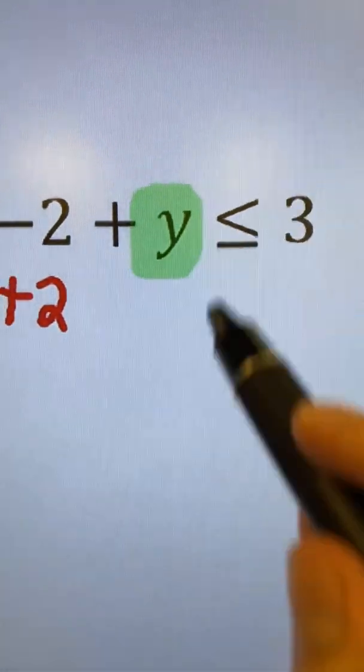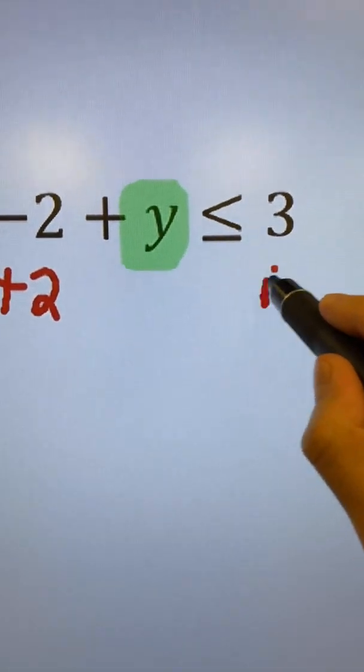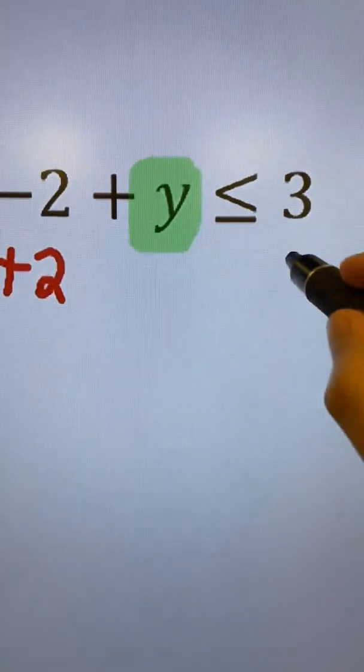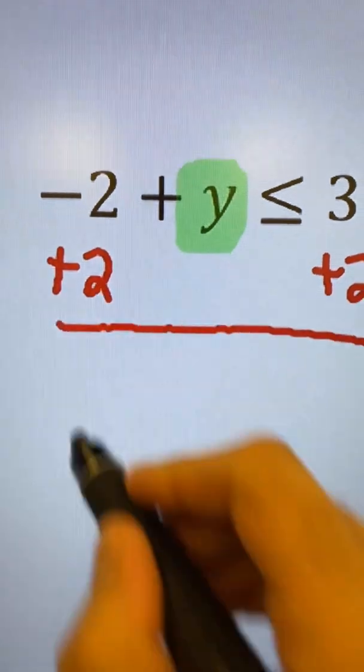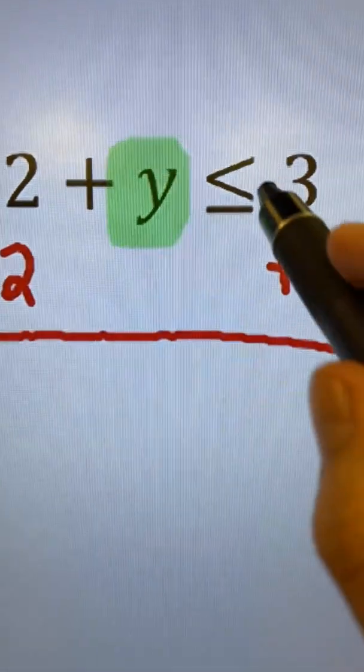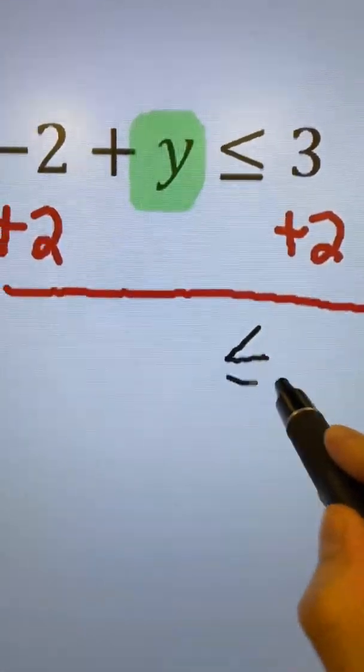And you have to do the same thing you do with equations. You've got to balance the inequality. So I'm going to add 2 to the other side. I'll put plus 2 here as well. And now in the next step, I'm just going to simplify. First thing I do is bring down my inequality sign.